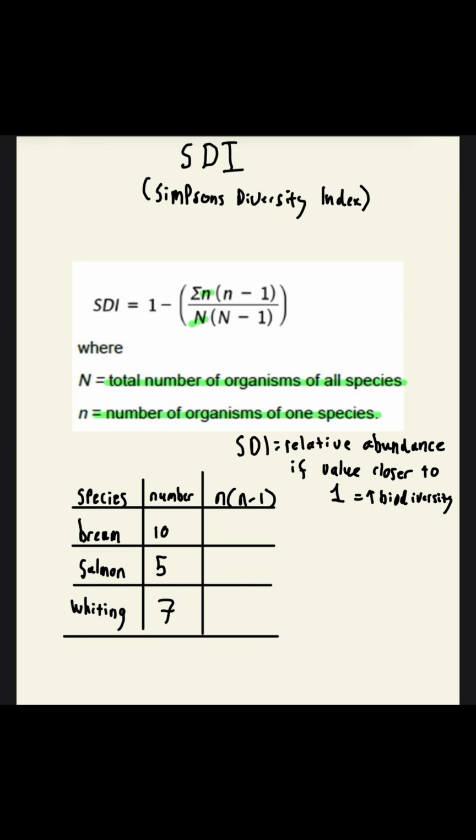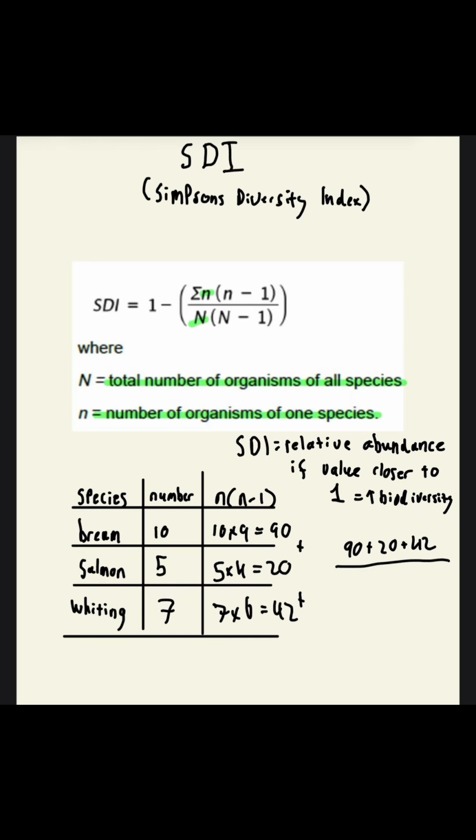Now, we're going to do 10 times 9, which is 10 times 10 minus 1, that's 90. 5 times 5 minus 1, and then 7 times 7 minus 1. Now we add these values up. So we do 90 plus 20 plus 42, and that'll give us the top of our fraction. That whole thing will be divided by the total number of organisms.